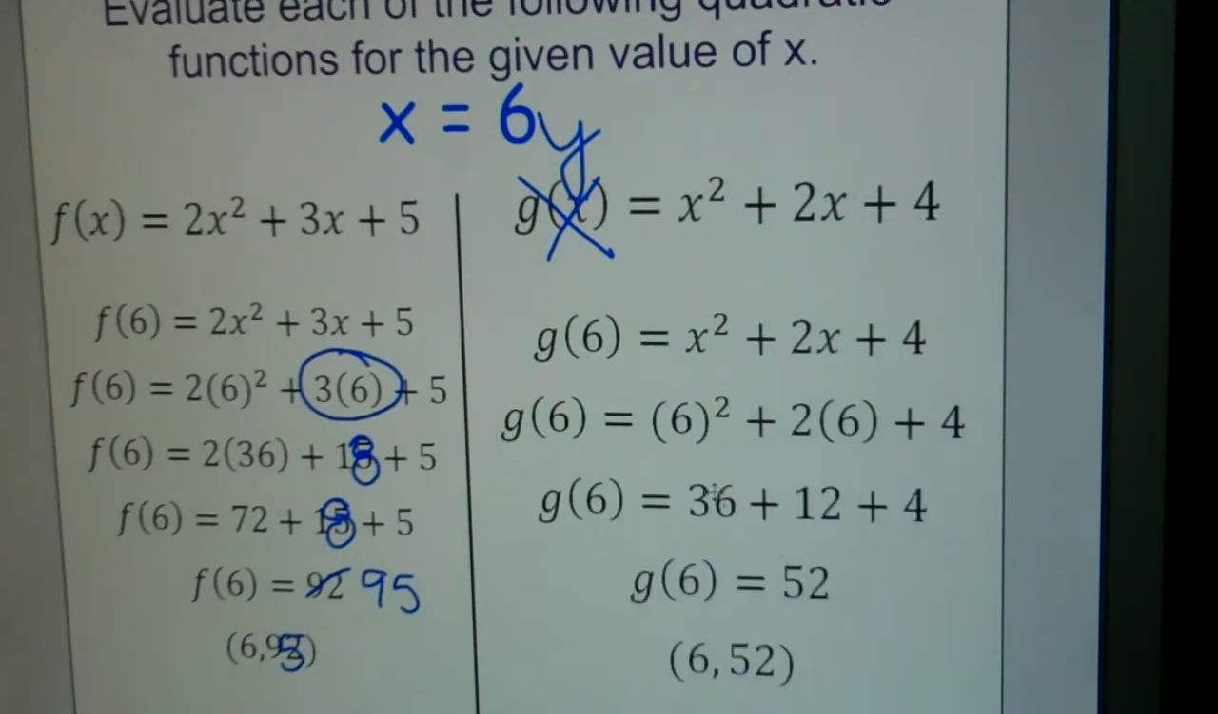Let's make it y. All right, here we go. 6 squared, 36. I did that okay. 2 times 6 is 12, plus the 4. Add that all up. Hopefully it comes up to be 52. There's my ordered pair. 6, comma, 52. So when x is 6, my y ordered pair is going to be 52.